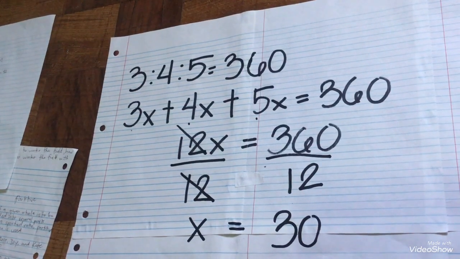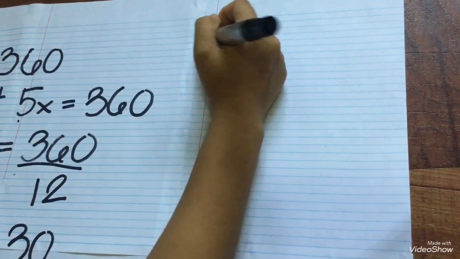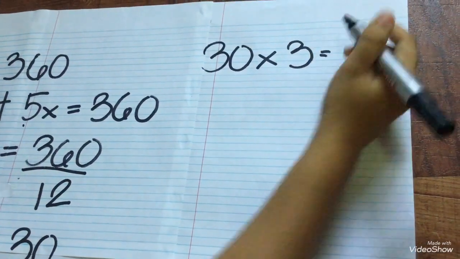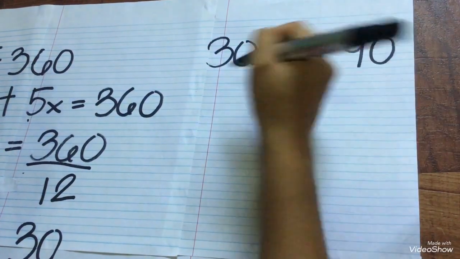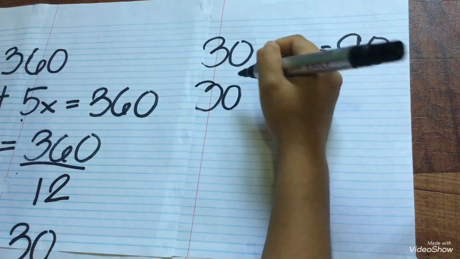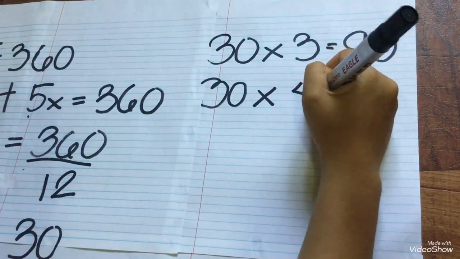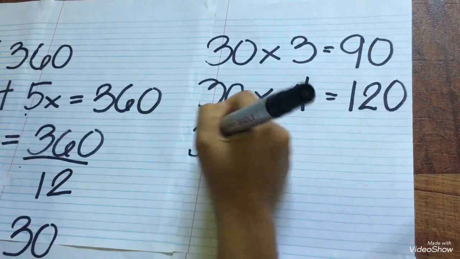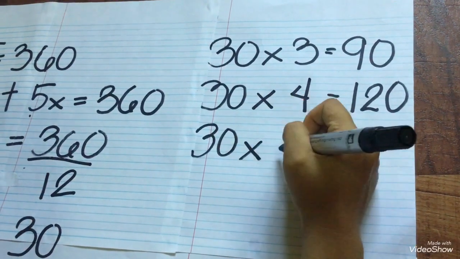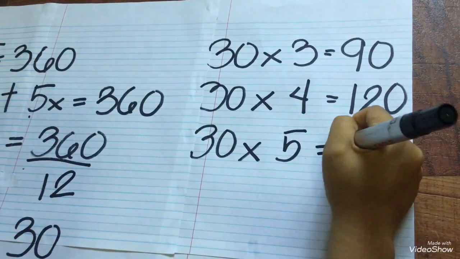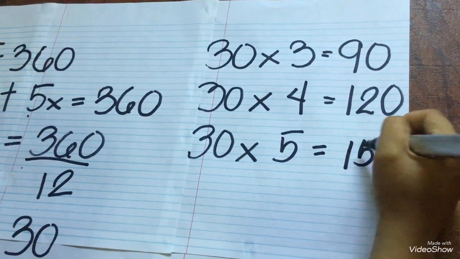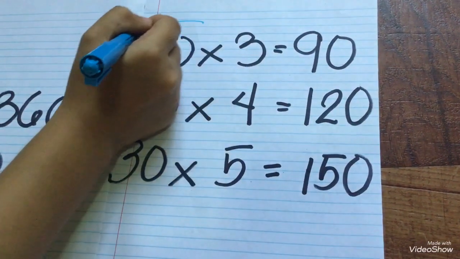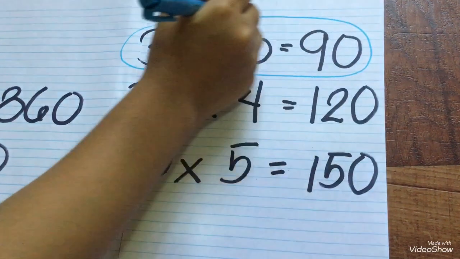We are going to multiply 30 in each number in the ratio. 30 times 3 is equal to 90. 30 times 4 is equal to 120. 30 times 5 is equal to 150. Therefore, Rose got 90 stamps.